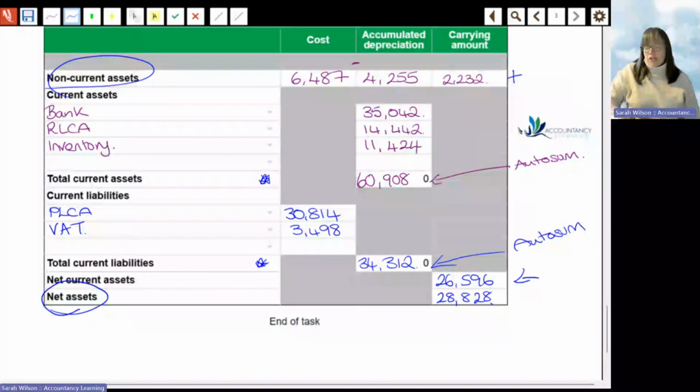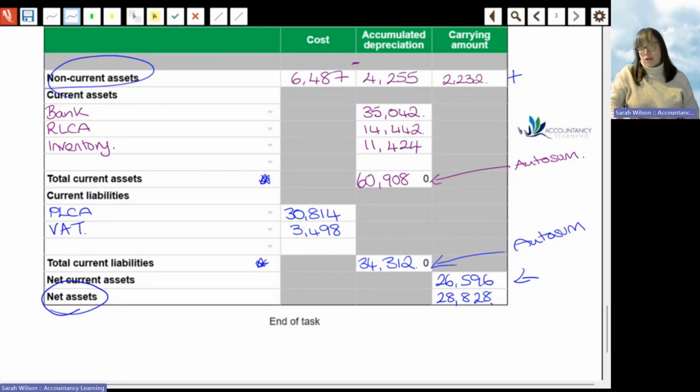Now remember, with these questions, you've got these drop downs available to you to pick which account names that you're going to use, but you may have more space than you need. So make sure that you're confident with what's going to be classed as a current asset and non-current asset, current liabilities, because you will need to choose and not be put off by the fact there's another line there. So be confident in knowing what your account types are. That brings us to the end of task 4.